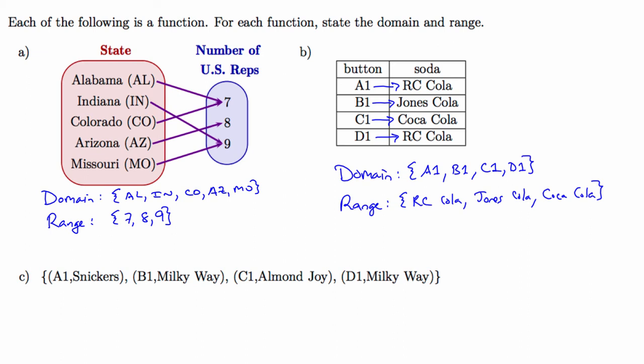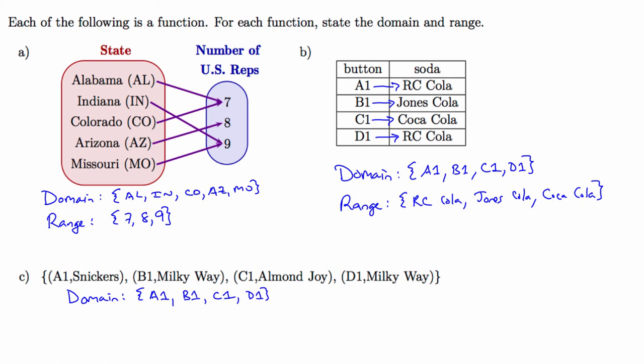And in part C of this example, we are now given a function as a set of ordered pairs. We have the set of ordered pairs A1, Snickers; B1, Milky Way; C1, Almond Joy; and D1, Milky Way. The domain is a set of all inputs, or x values. So for this example, the domain is the set of buttons again, A1, B1, C1, and D1.